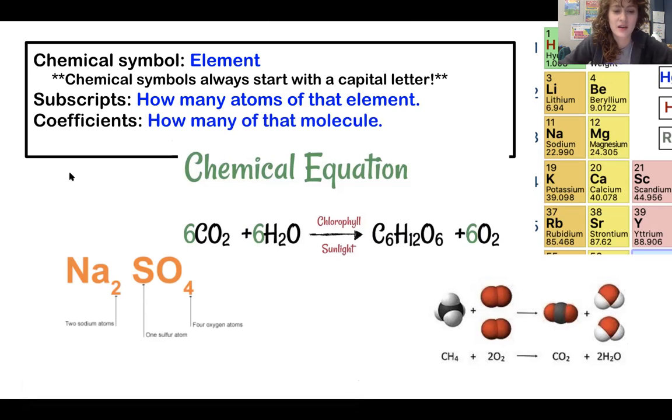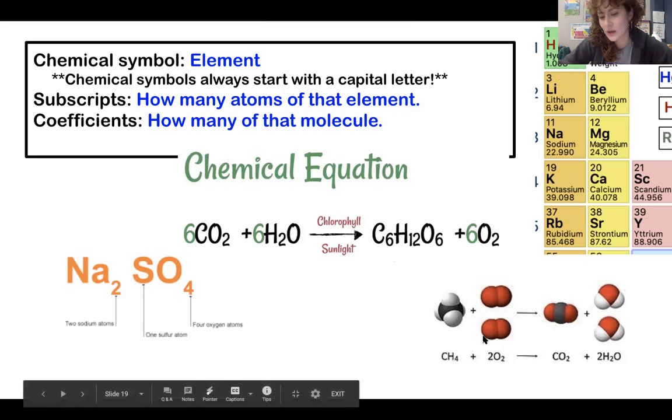Then we have another number, which is a coefficient. This is the larger, the full-size number that's always out in front of a molecule, and this tells us how many of that molecule. It's just like in math when you have a number in front of a variable like x, and it tells us that we're multiplying that number by x. Well, similarly, we're multiplying this water molecule by 6, and we're multiplying this oxygen molecule by 6.